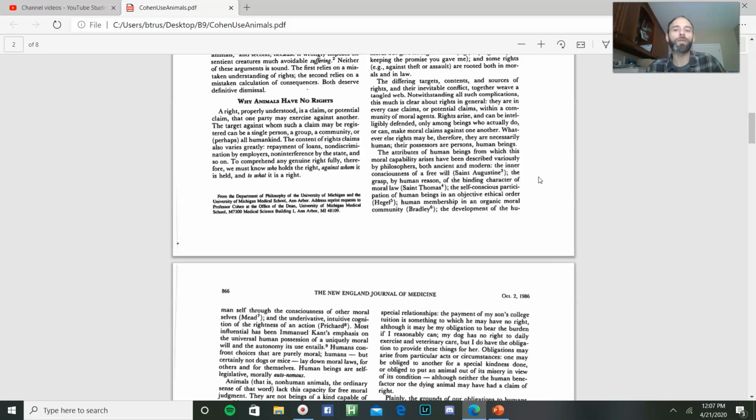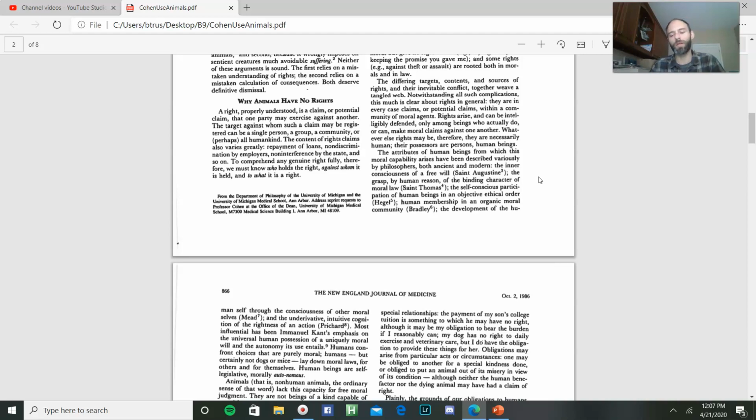The differing targets, contents, and sources of rights and their inevitable conflict together weave a tangled web. Notwithstanding all such complications, this much is clear about rights in general. There are in every case claims or potential claims within a community of moral agents. Rights arise and can be intelligibly defended only among beings who actually do or can make moral claims against one another. So rights are reciprocal in this way. We have rights, we recognize other rights.